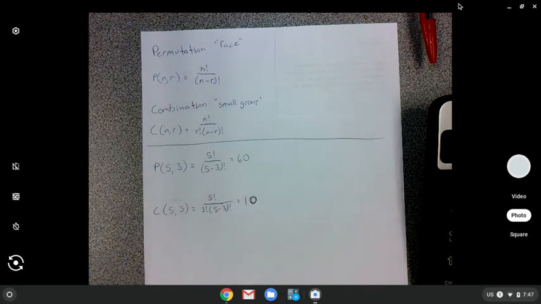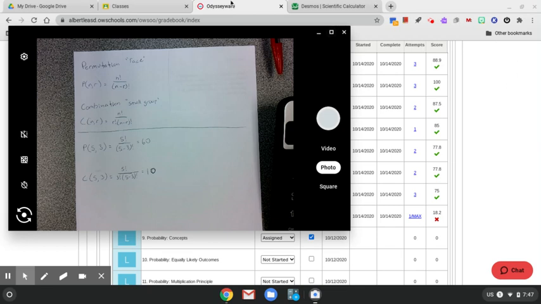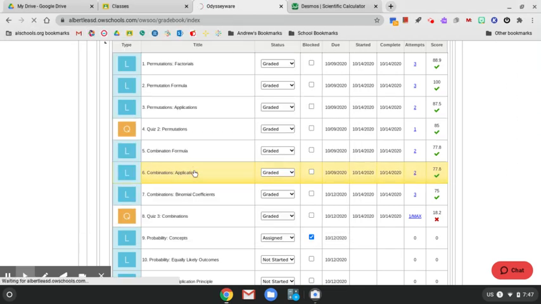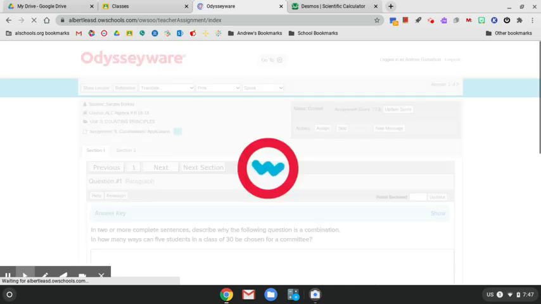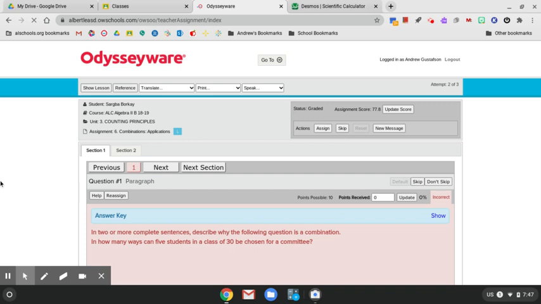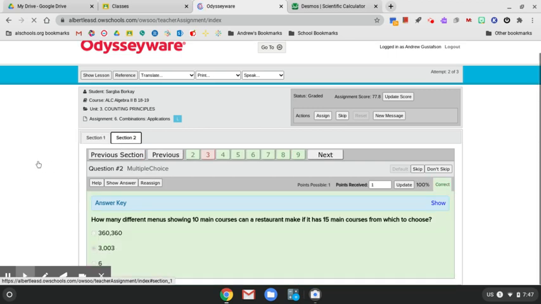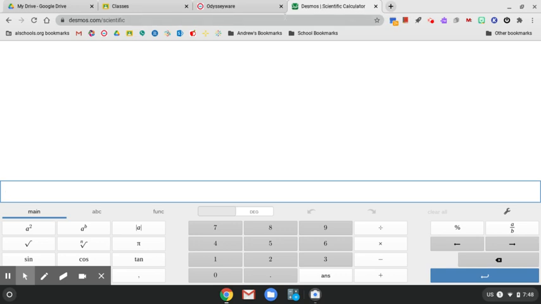Let's look at an example. All right, number 2 on this assignment says how many different menus showing 10 main courses can a restaurant make if it has 15 main courses from which to choose? So I'm choosing 10 main courses. It's a big group of people that are all going to share dinner or something, and they have 15 courses to choose from.